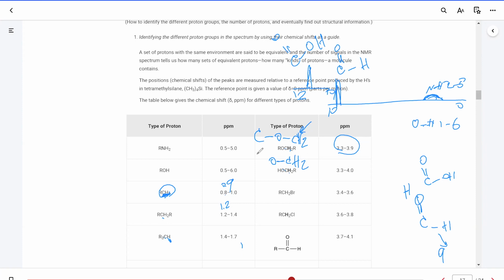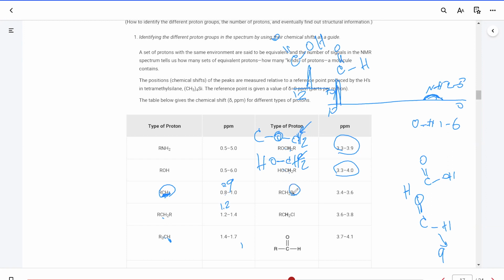The carbon is directly attached to the oxygen. If it's an alcohol, you would see this hydrogen between 3 and 4. Or if it's coming from an ether, it is not the oxygen's hydrogen that is showing, it's the hydrogen on the carbon adjacent or attached to oxygen.